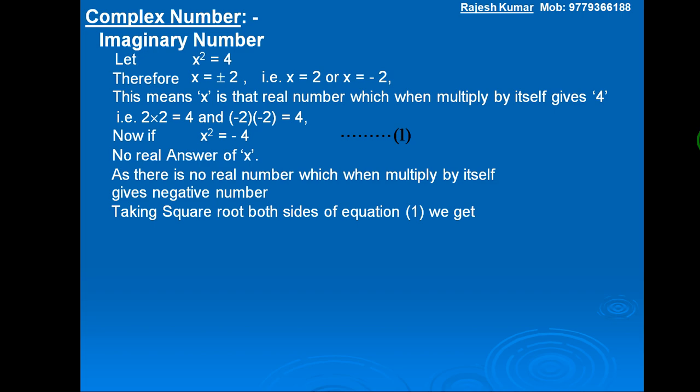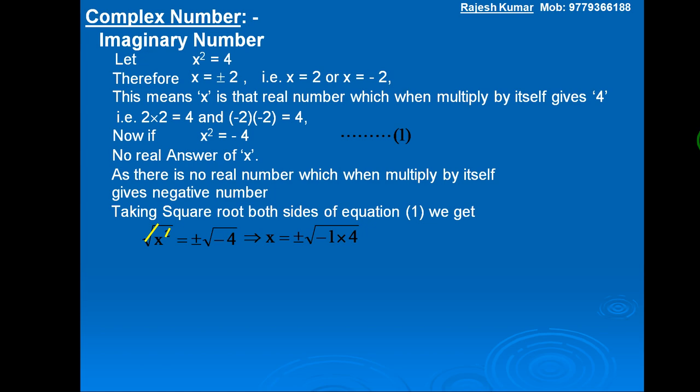Now taking square root both sides of equation 1, we get square root of x square equal to plus minus square root of minus 4. In left hand side, square root cancels with square. So this implies x is equal to plus minus square root of minus 1 into 4.